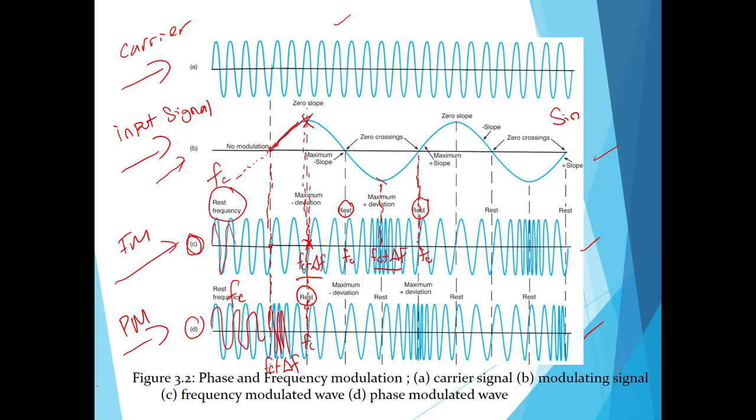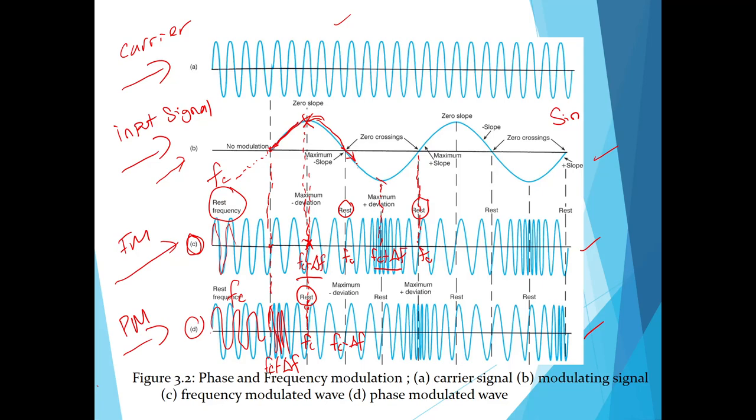Okay, and then you see that the input message moves from maximum positive until zero crossing again, but now the zero crossing is moving from positive to negative. So what happened is that the carrier frequency moves from rest to FC minus delta F. So this is what we call the minimum frequency of the carrier. Perubahan frequency yang paling kecil. Perubahan frequency kepada yang minimum, FC minus delta F.